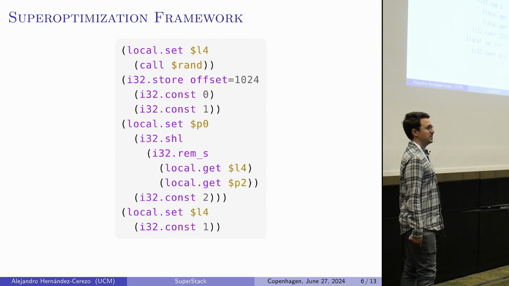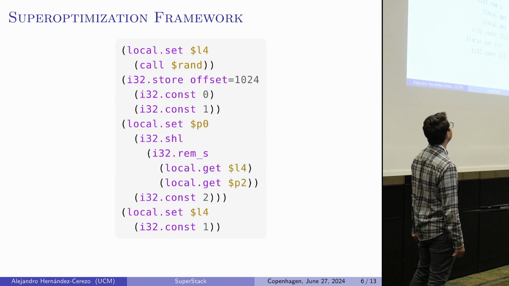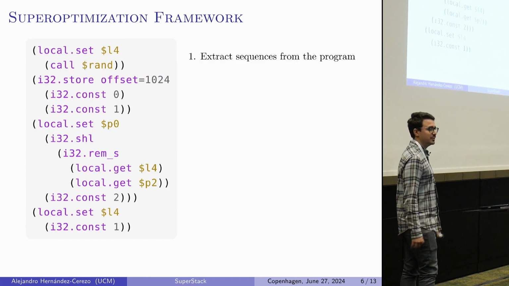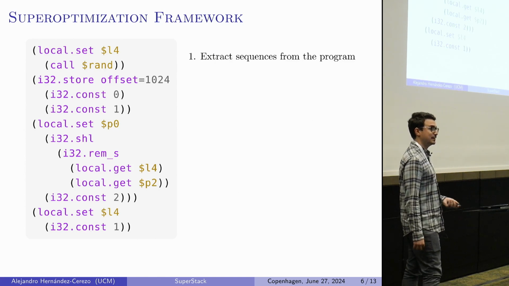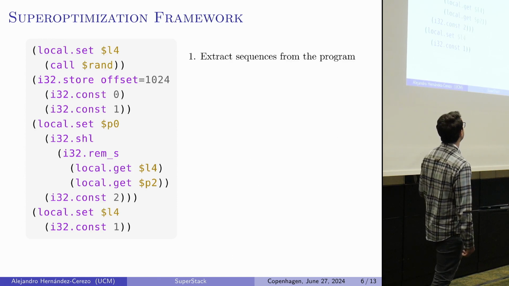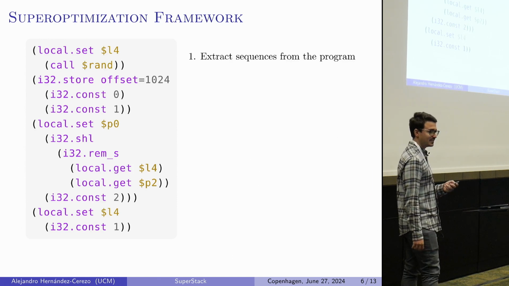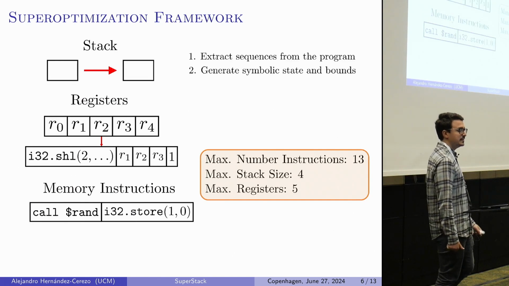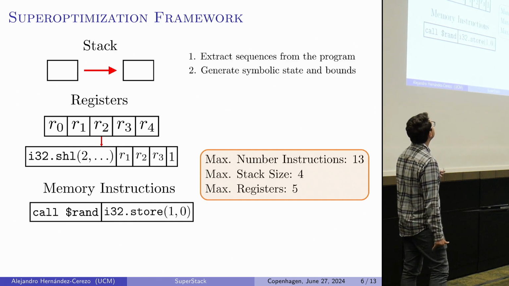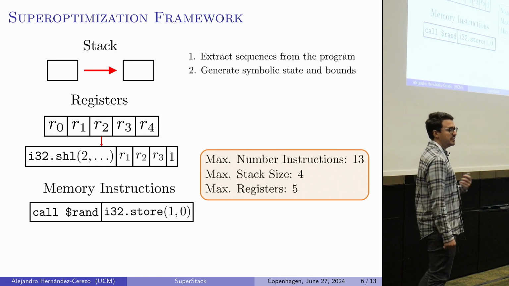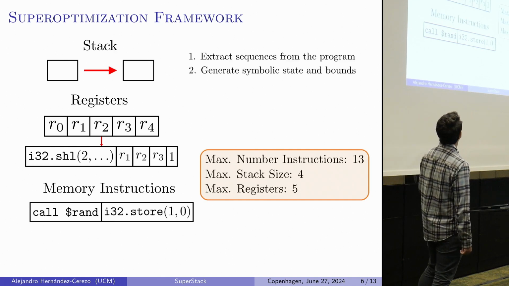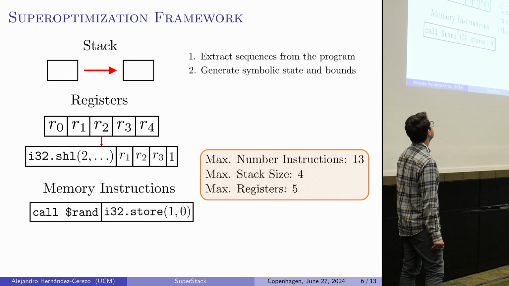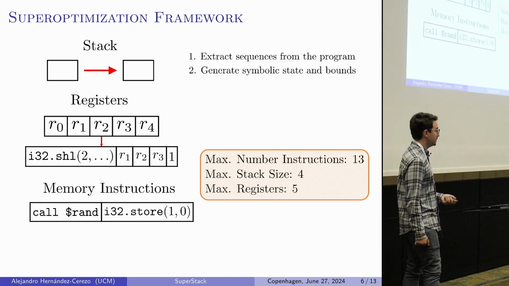Okay, so let's explain a bit the overall superoptimization framework. So how did we reach the previous example? So the first step was to extract the sequences from the program. And in this case, we built a control flow graph. We identified the different basic blocks, and we extracted jump-free sequences from them. For each of these sequences, we generated a symbolic state. This symbolic state consisted of the stack, registers, and memory instructions. For the stack, we determined how many elements were needed initially to execute the whole instructions. And for the registers, we just identify which ones are used in the corresponding sequence.